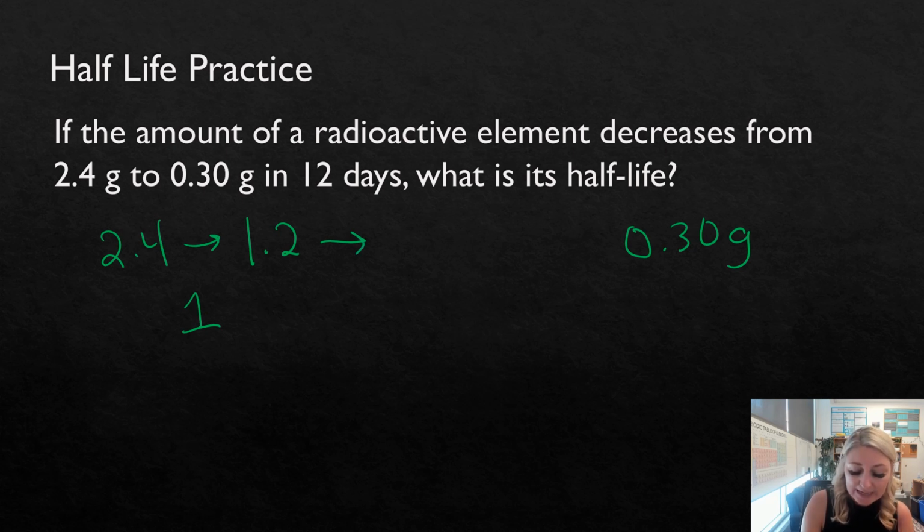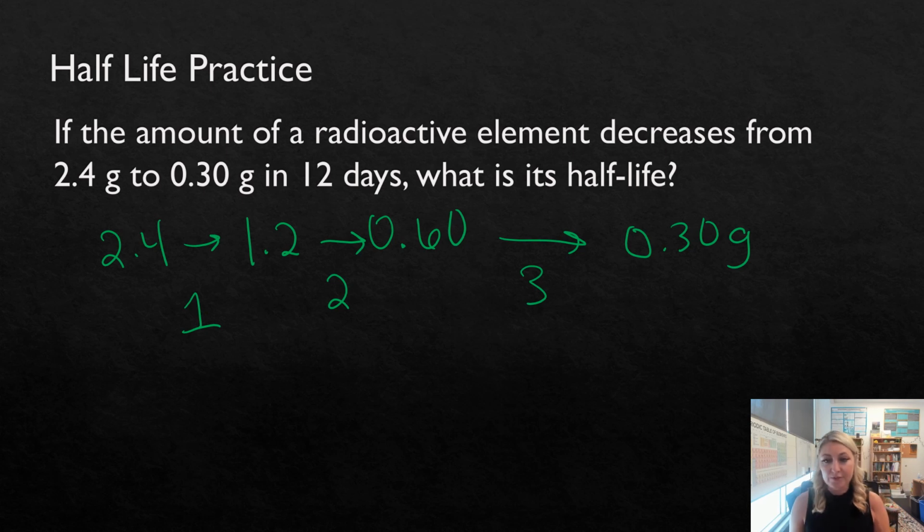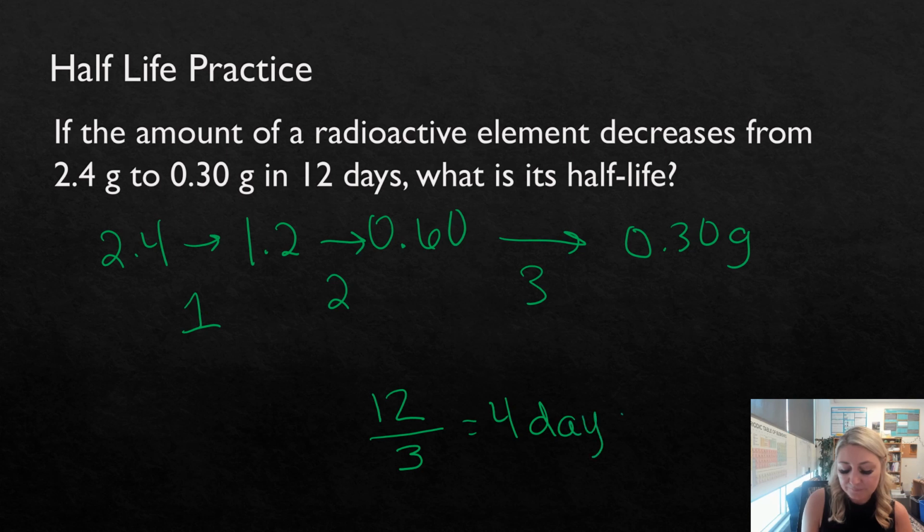Divide by 2 again, you get 0.60. So that's your second half-life. Divide by 2 again, now we get 0.3. But it didn't ask me how many half-lives there were. There were 3. It says this happens over the course of 12 days. What is the half-life? So 12 days divided by 3 tells us that a half-life is 4 days.